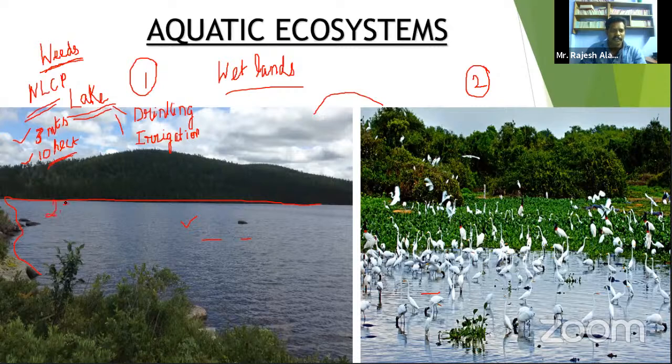2.5 acres makes 1 hectare. Then imagine, sir, 2.5 acres makes 1 hectare. Then imagine the volume of water it can hold, right? So these are the two conditions with which I can tell something is a lake. But what is a wetland, sir? Now compare what is a wetland.